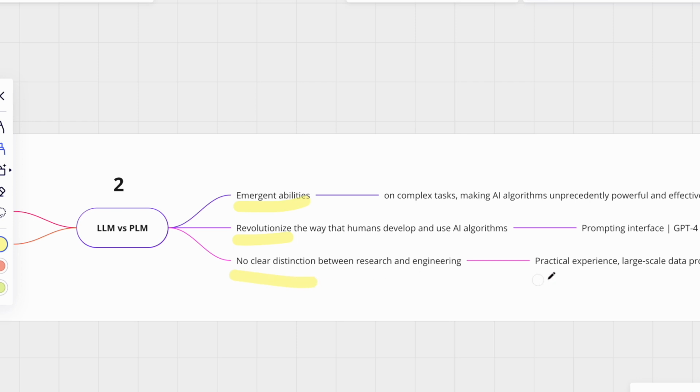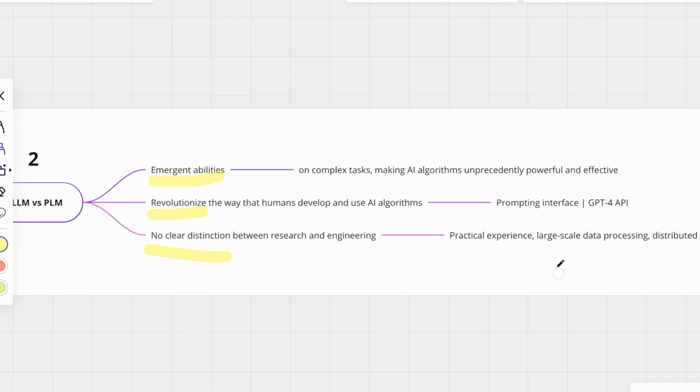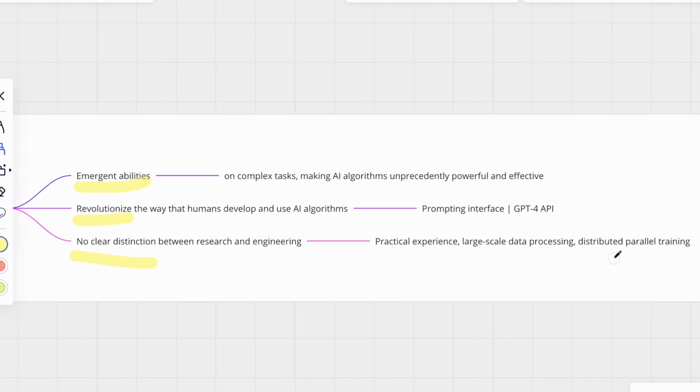Another aspect is that in LLMs, there is no clear distinction between research and engineering. So we need practical experience, large-scale data processing, hardware infrastructures, and distributed and parallel training, and the field is quite dynamic and evolving day by day. Therefore, research and engineering, industry and universities, should work together, and there is no clear distinction.